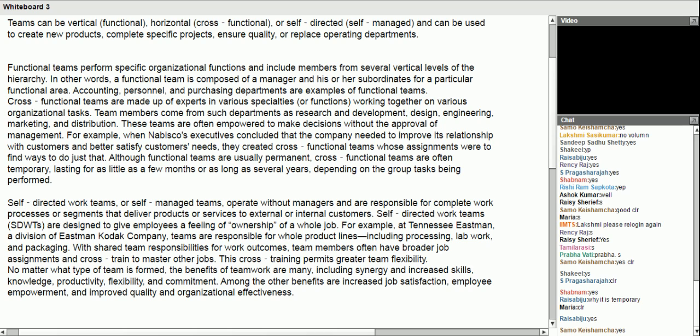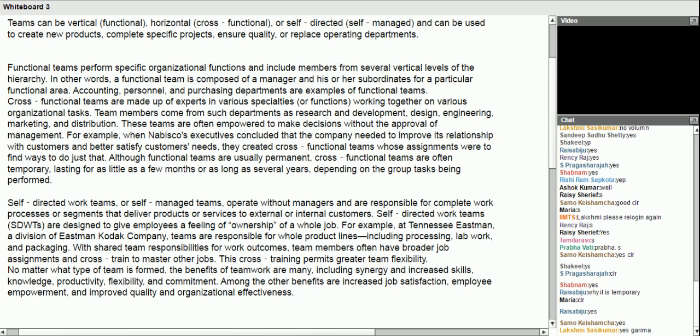Lakshmi, are you able to hear me well now? All right, let's proceed ahead.